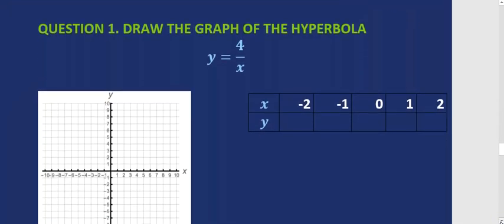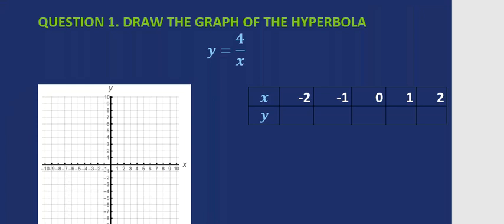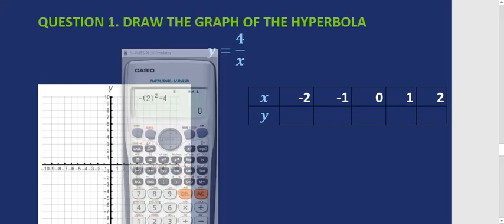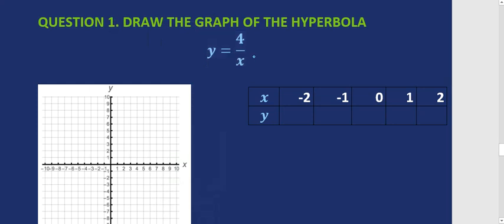Draw the graph of the hyperbola. Okay, and again, we could do this by substituting points. We don't need a calculator for this. If x is negative 2, 4 divided by negative 2 will give you negative 2. 4 divided by negative 1 will give you negative 4. 4 divided by 0, you cannot divide a number by 0. There's no solution there. That's where we have the asymptote. And of course, 4 divided by 1 is 4, and 4 divided by 2 is 2.